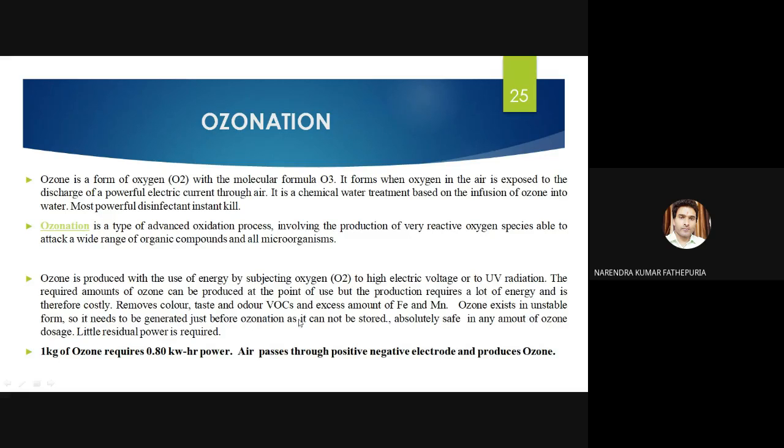Ozone always exists in unstable form, so it needs to be generated just before the ozonation, as it cannot be stored. It is absolutely safe in any amount of ozone dose. Little residual power is required for it. If you want to produce 1 kg of ozone in a laboratory, you require 0.80 kilowatt hour of power. Air passes through the positive and negative electrode and produces ozone. There's a complete setup you have to provide for it.